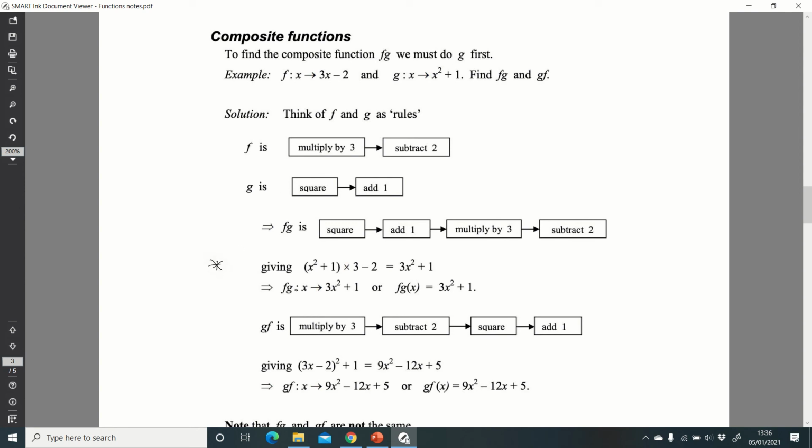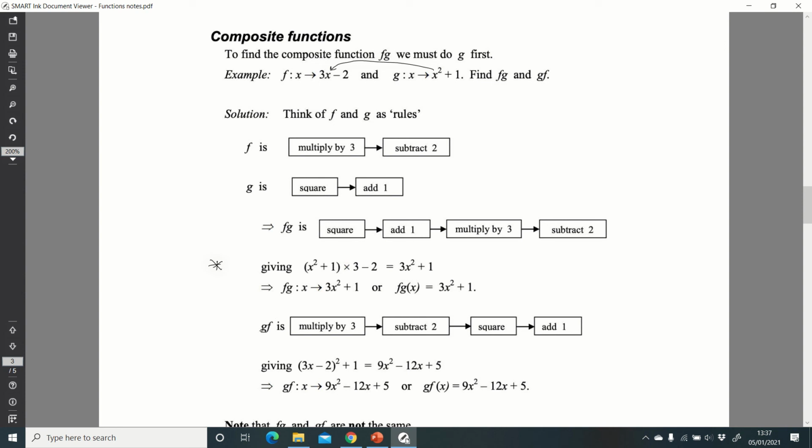For f of g, that's going to involve substituting the function of g, x squared plus 1, into the function of f in place of x. So x squared plus 1 just goes in place of x. That goes in here. And then you end up having to do 3 times x, which has now been replaced with this, minus 2, which will eventually give you 3x squared plus 1.